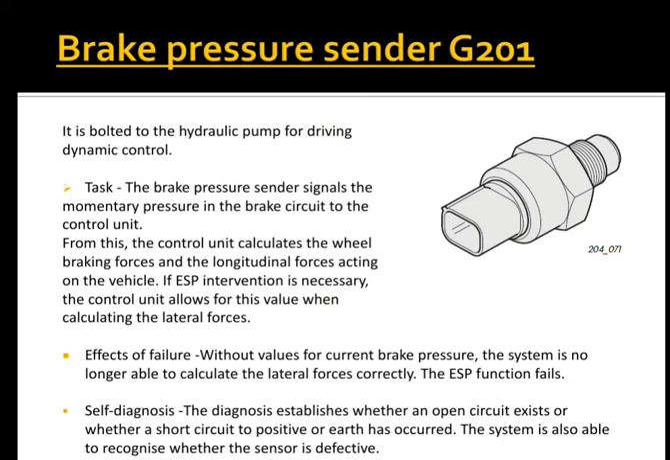Without the value of the current brake pressure, the system is no longer able to calculate the lateral force correctly. So because of the brake pressure sender, we can calculate the lateral, longitudinal, and yaw rate sensor data. Without it, we can't calculate this type of data correctly. So this function works mainly like this.